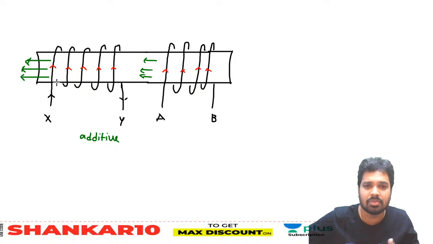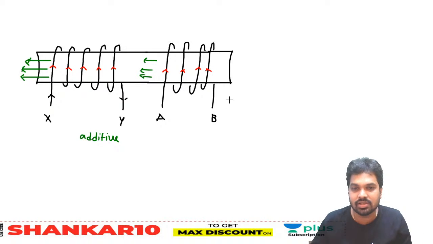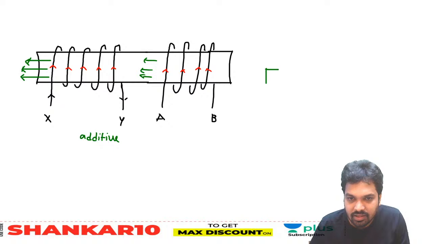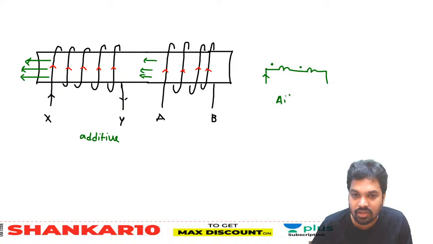This is how sometimes winding and current direction may be given. You should not worry. Okay, so please listen here. Generally we represent like this. You have a coil, another coil. Here is the dot. Here is the dot. Current is entering through the dot and current is entering through both the dots. This is what we call aiding connection.